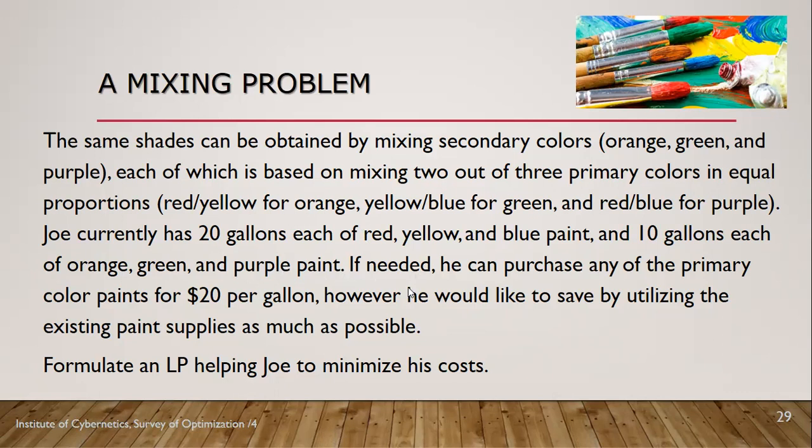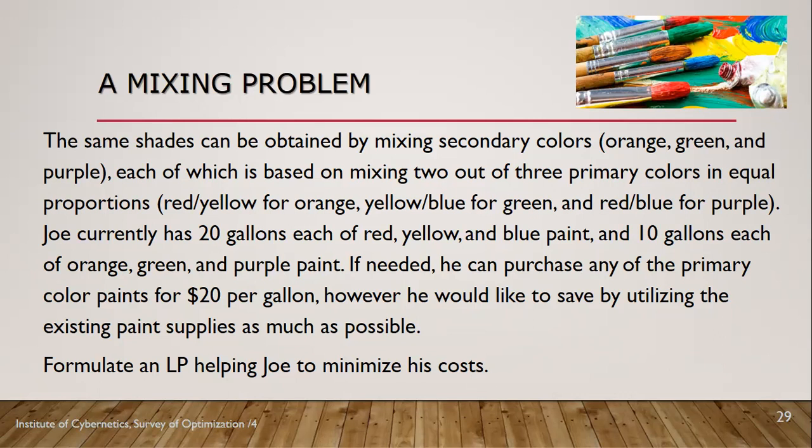If needed, he can purchase any of the primary color paints for $20 per gallon. However, he would like to save by utilizing the existing paint supplies as much as possible. So formulate the LP, helping Joe to minimize his costs.